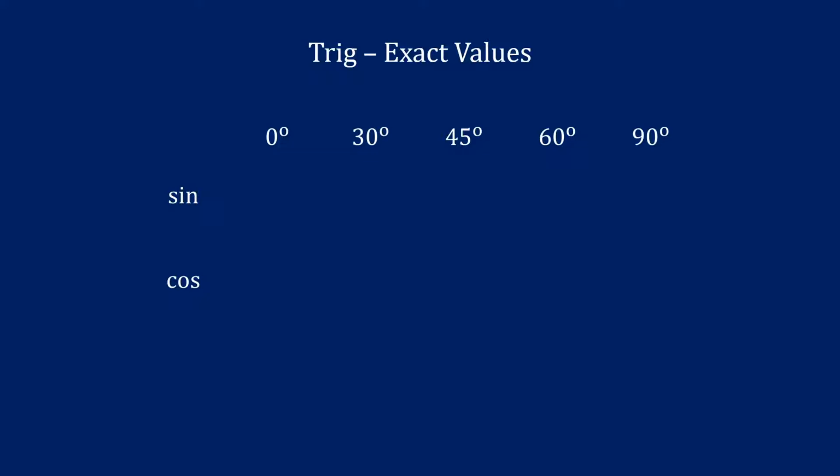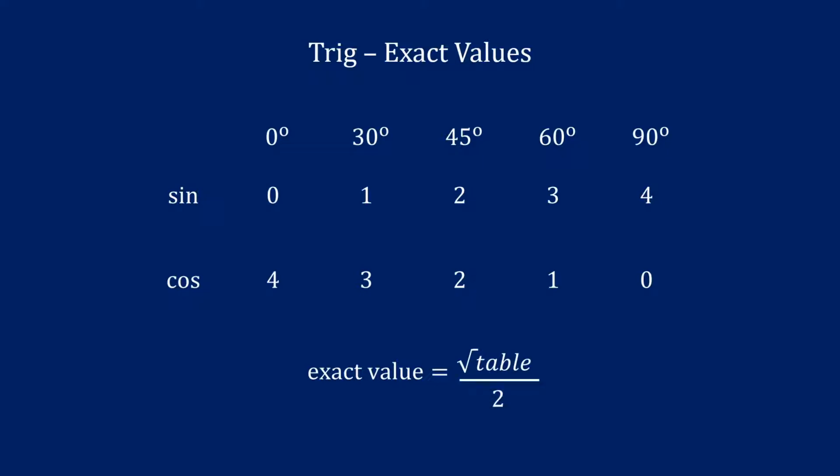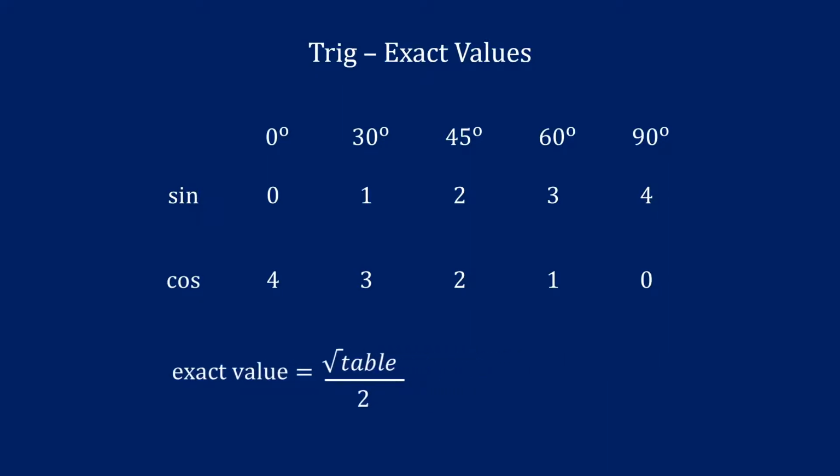You got your rows and your columns, what do you do now? You're gonna go 0, 1, 2, 3, 4, 4, 3, 2, 1, 0. Always like this. If you set up your table properly, now things are easy, because to find the exact value of a sine and cos, you're going to do square roots of whichever numbers on the table divided by 2. Always, always, always, always.